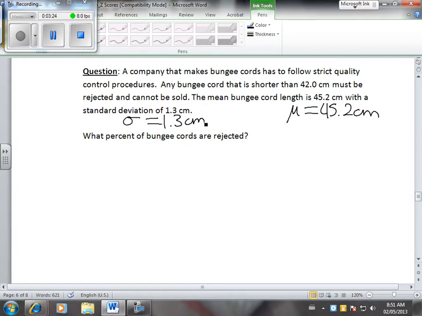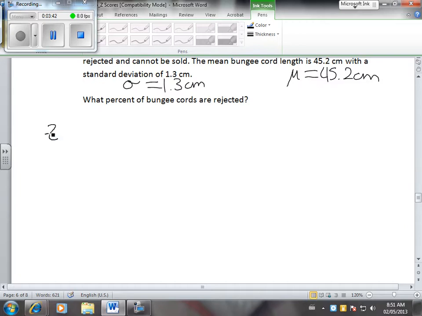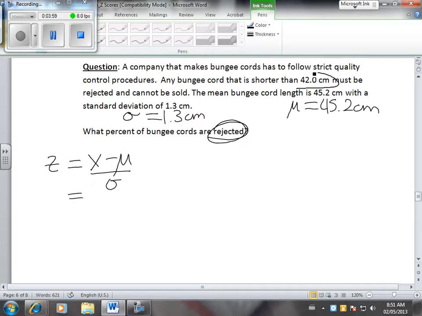And so since we have mean and standard deviation, do not calculate them. You don't have enough information to calculate them, so just use the values you're given. So what percentage of bungee cords are rejected? And so what we want to do is, first we'll find our Z-score. So remember that Z is x minus mu over sigma. Our x will be what qualifies a bungee cord to be rejected. And you'll see up here it tells us anything that's shorter than 42 centimeters.